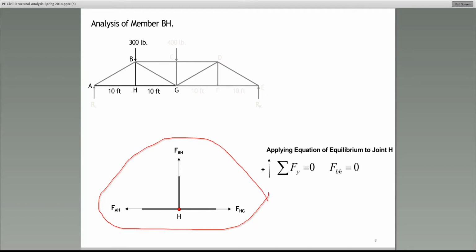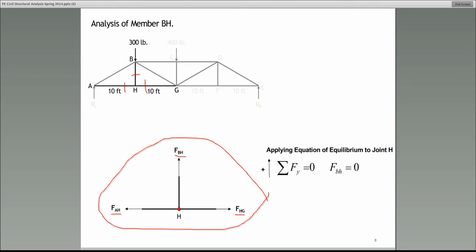What you have to do when you isolate it, guys, you cut the member. Cut the member here, here, and here. All right? And when you cut a member, in my opinion, you make the internal force become exposed. That's why when we cut HG, for example, I replace it with the internal force HG. Same thing with BH and the same thing with AH. All right? Now, that is the free body diagram for the joint H.